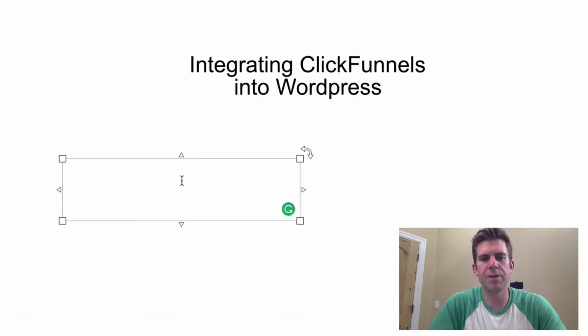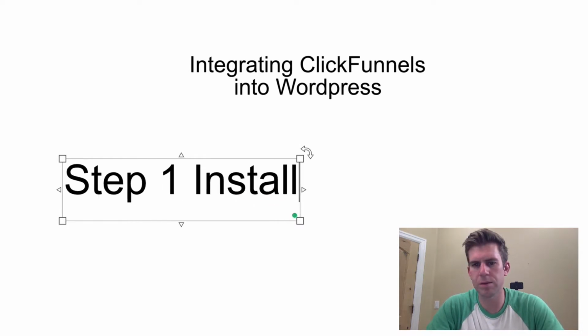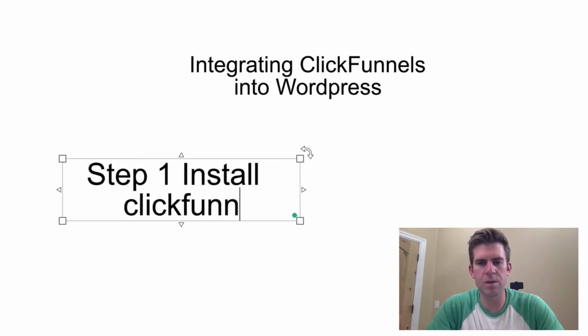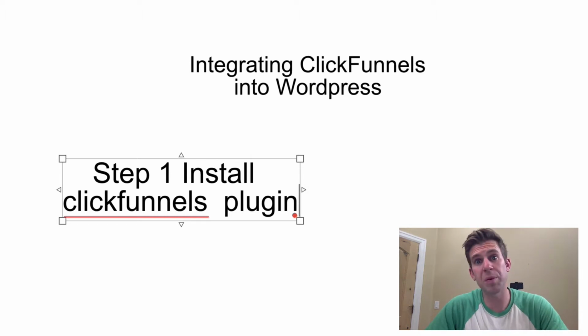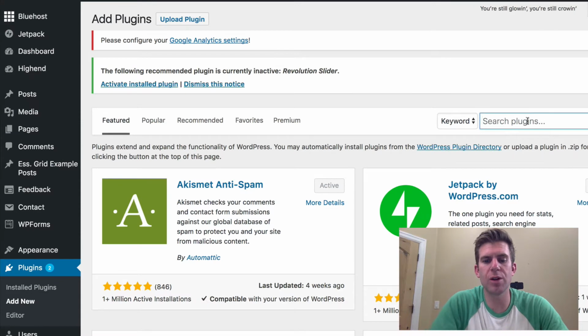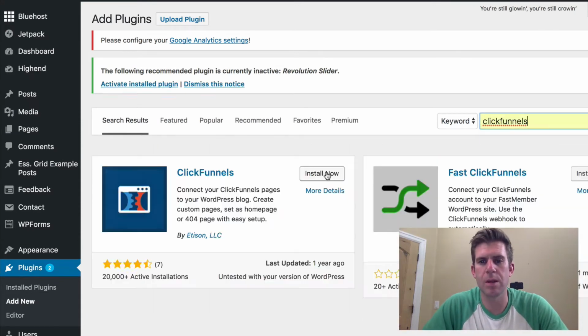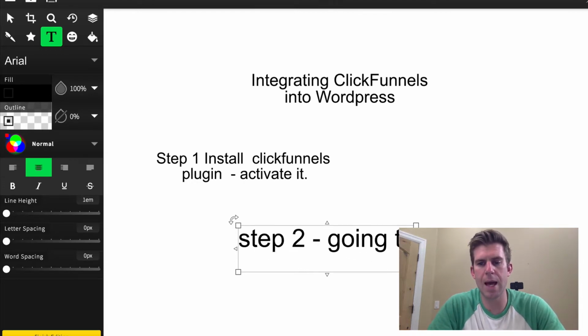Okay guys, so for the first step, we are going to install the ClickFunnels plugin. We are going to go into our WordPress backend dashboard, go to plugins, and do add new. We're going to search for ClickFunnels. It comes right up, we're going to go ahead and install it, and activate it.